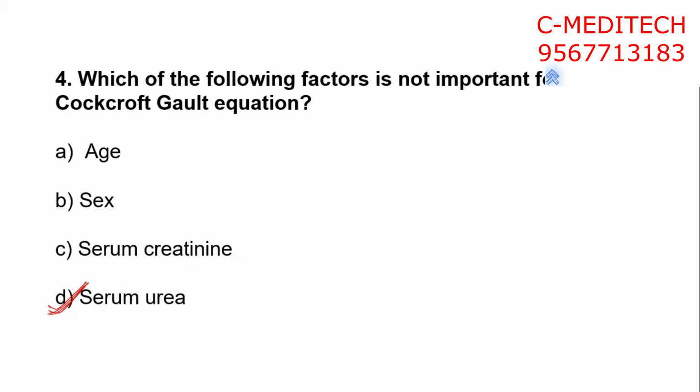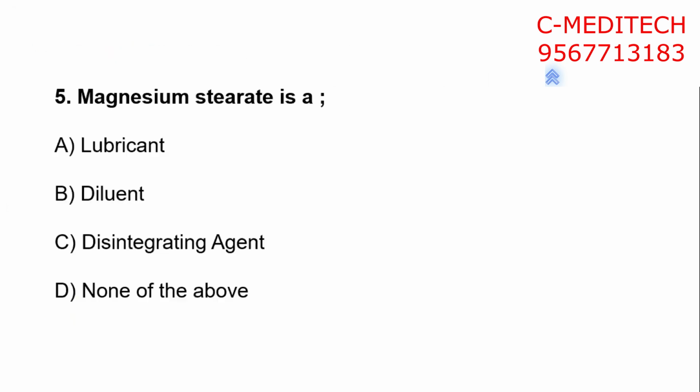Okay, so now let's see the next question. So we have question number 5. Magnesium stearate is a which type of agent? We know that magnesium stearate is an excipient used in the tablet formulation. So we have to know the function of this ingredient particularly. Is that a lubricant, is that a diluent, or is that a disintegrating agent?